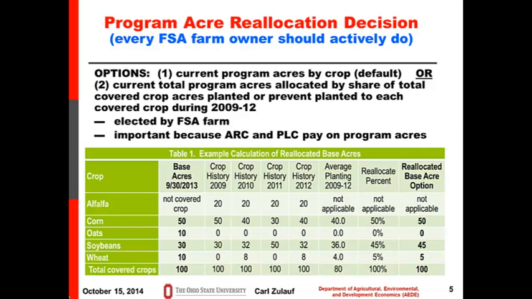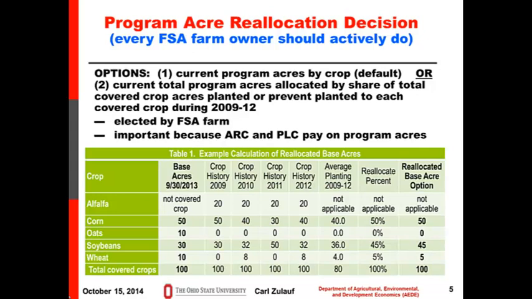So you would sum the number of acres that was planted and divide it by 4. And what you end up with is 40 acres of corn on average that was planted over the 4 years, none of oats, 36 of soybeans, and 4 of wheat. And that gives you a total acres planted to program crops of 80.